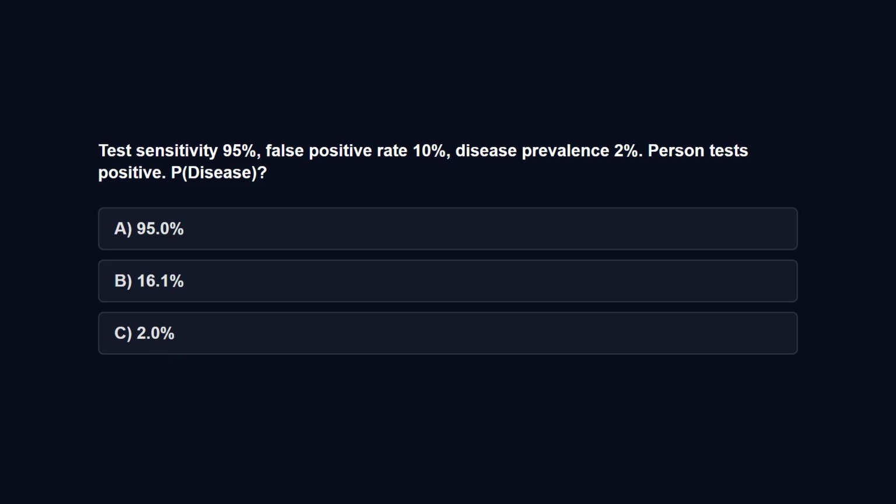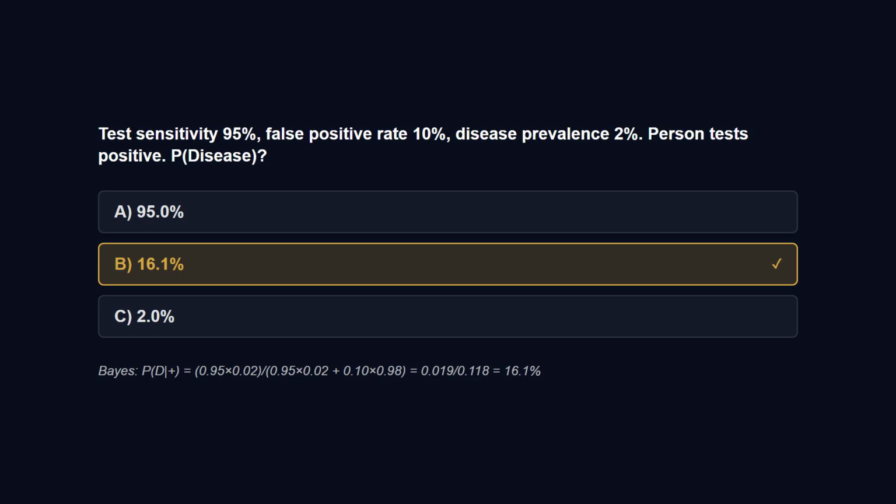This is Bayes' theorem. If you chose 16.1%, you are correct. P of disease given positive test equals P of positive given disease times P of disease divided by P of positive. The numerator is 0.95 times 0.02 equals 0.019. P of positive is 0.95 times 0.02 plus 0.10 times 0.98 equals 0.019 plus 0.098 equals 0.118. So P of disease given positive is 0.019 divided by 0.118 equals 16.1%.